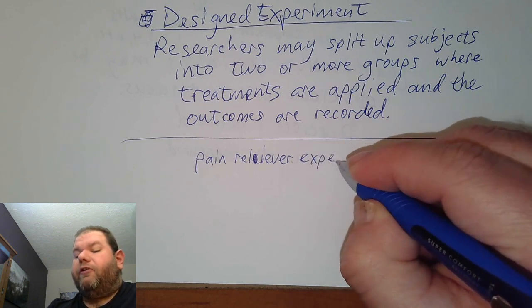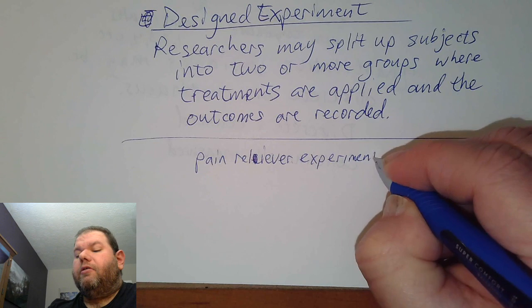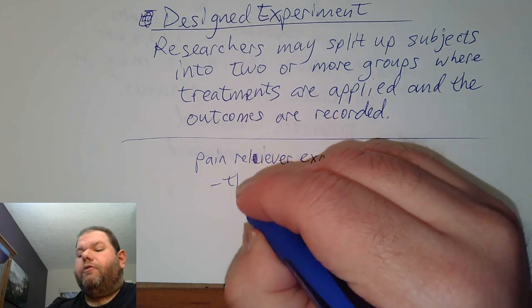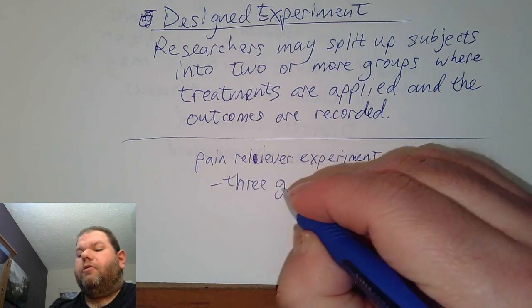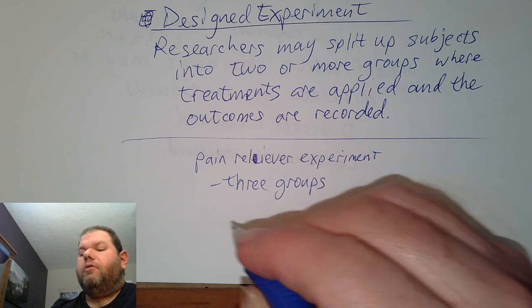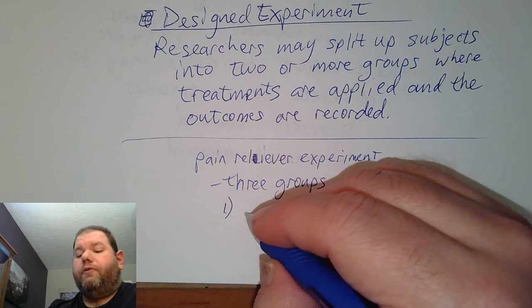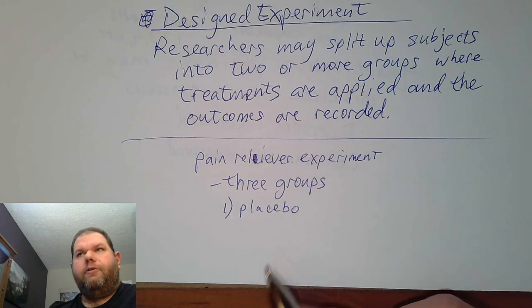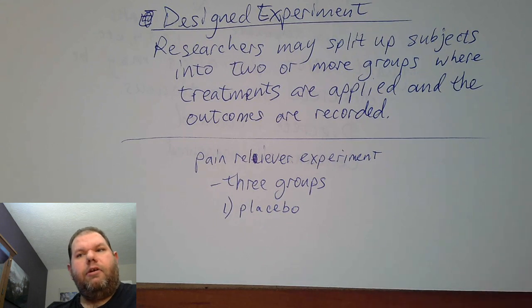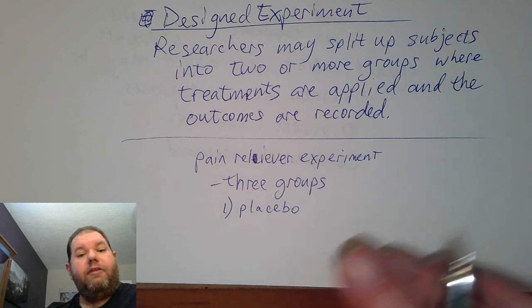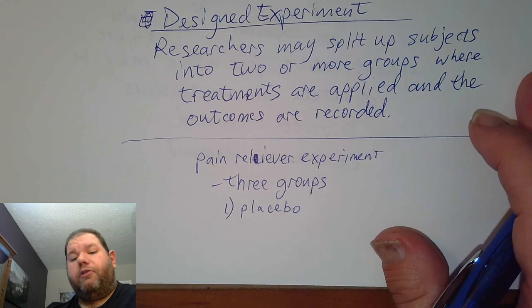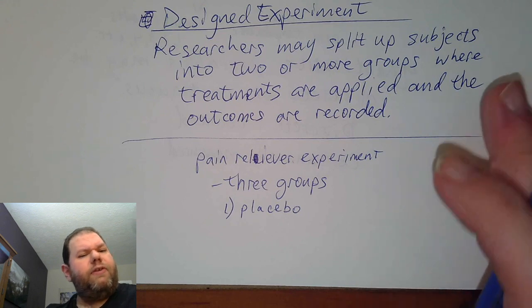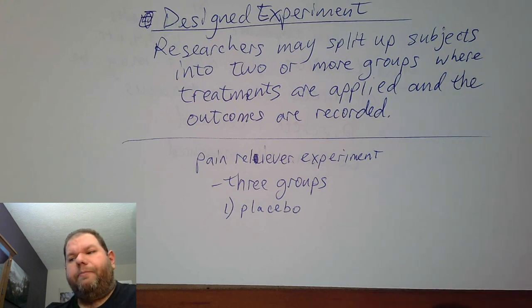So in our pain reliever experiment, we have three groups. Group one, we'll say it receives the placebo. Now, a placebo is basically an inactive ingredient. Basically, they aren't actually receiving the medication, but we want to make them think they're receiving the medication to see what kind of influence that has on them.